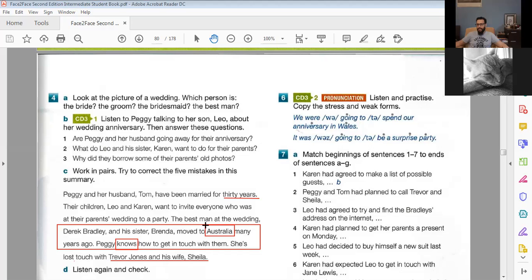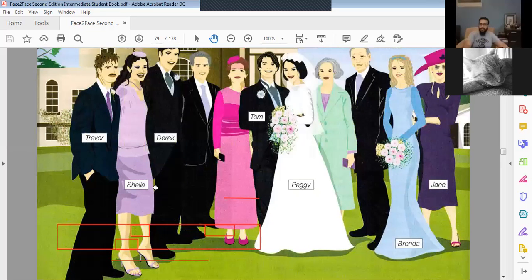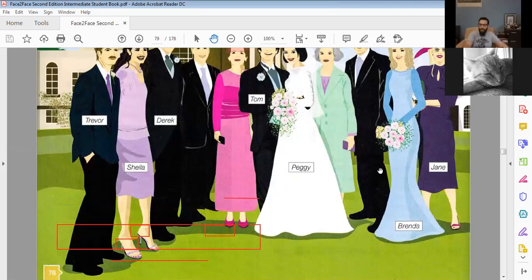What do you think the 3rd mistake is? Brenda isn't, she's not his sister. That's it. Jane. Yeah, Brenda's not his sister. Brenda's his wife. He met her at the wedding. Yeah, Jane. And now she's his wife. So Brenda is his wife now.